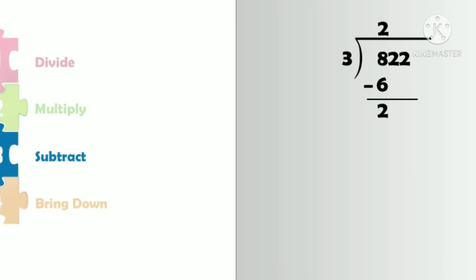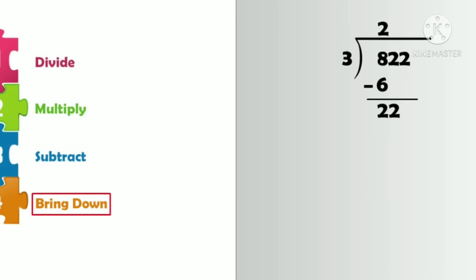After subtracting, we notice that we cannot evenly divide 2 by 3. So, we bring down the next digit from our dividend. Bring down the 2. Now we have 22, and we use it as the new dividend. We repeat the 4 steps again. Divide, multiply, subtract, and bring down.